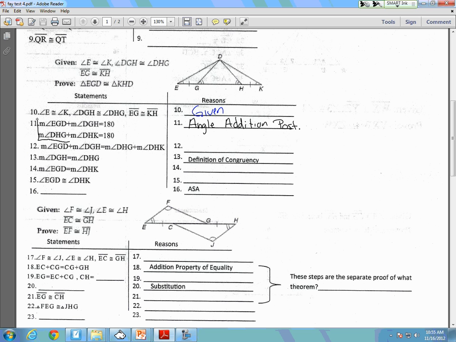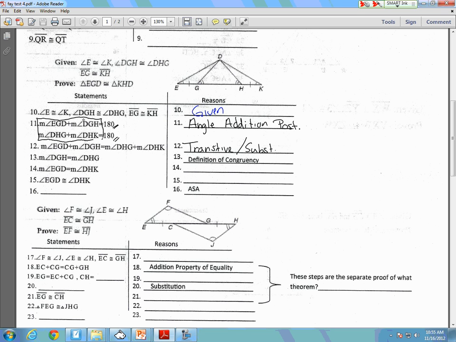But once I know that those 2 things are equal to 180, going from step 11 to step 12, those two things are both equal to 180 degrees. So let's just put those two things equal to one another. So that's what we did in number 12. The correct answer is transitive property. Transitive. But I accept substitution.